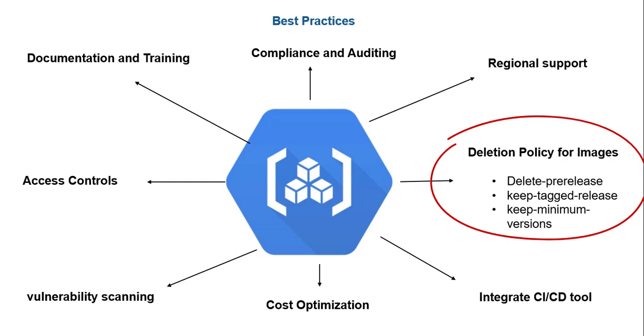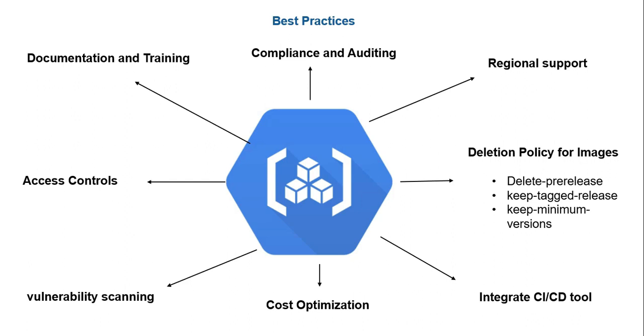The third rule name is keeping the minimum version. We can keep the latest 2 or 3 versions of the artifact, overriding the deletion policies. For example, if you want to keep 10 releases with the latest tags, we will always maintain the 10 image releases only. More than that can be automatically deleted.